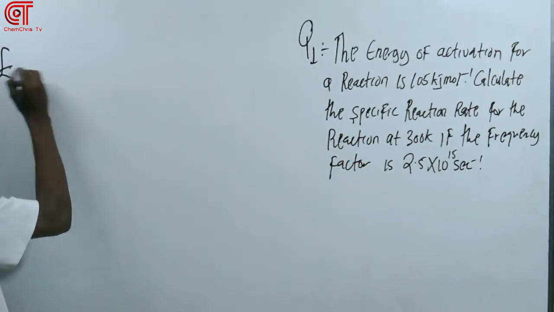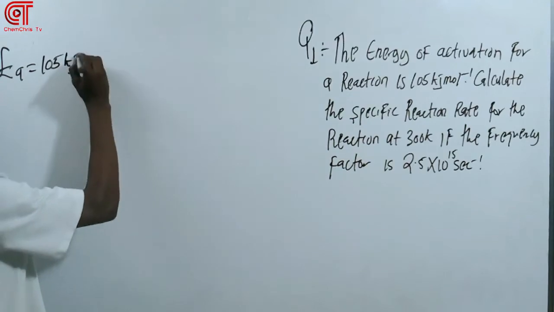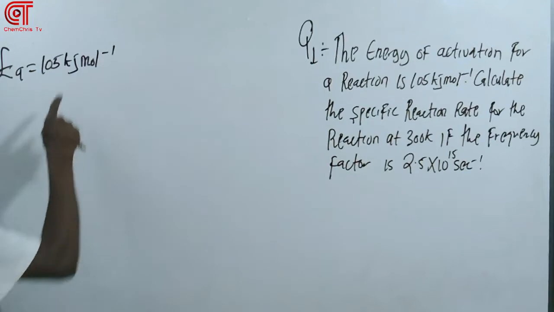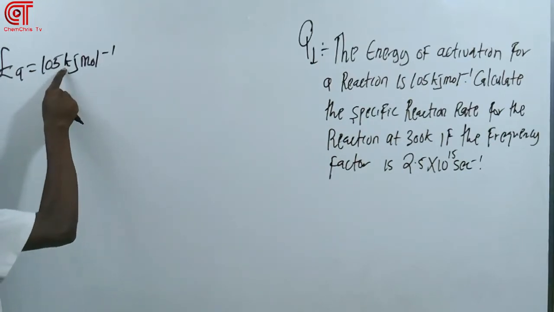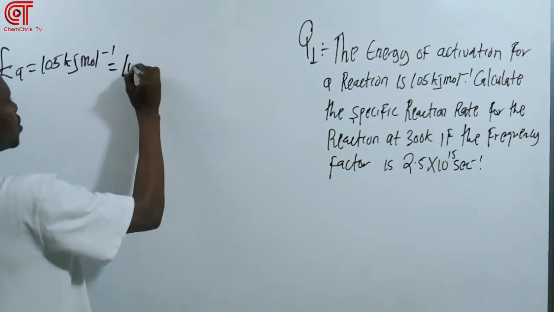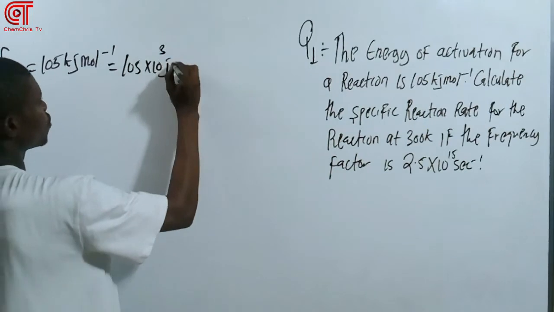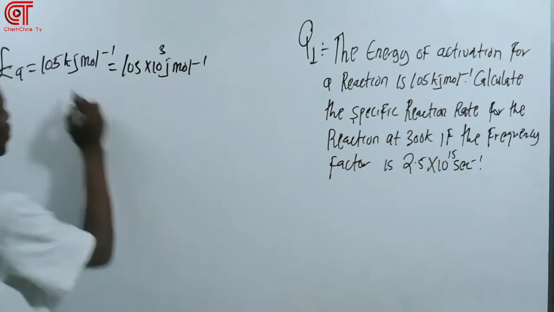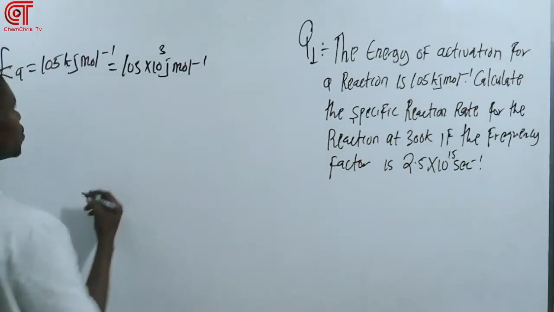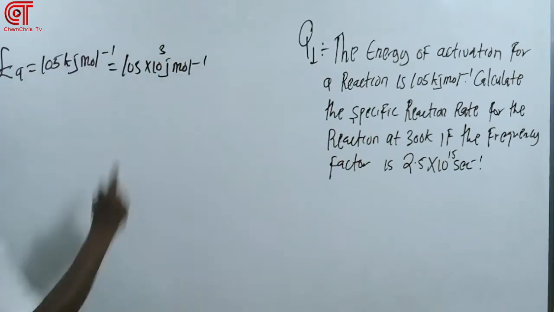So here we have E equals 105 kilojoules per mole, right? Remember, kilo is K, which is 10 raised to the power 3. So it's going to be 105 times 10 to the power 3 joules per mole. It's very important you convert this kilojoules to joules by multiplying by 1000. Do you get that? So there we have 105 exponential 3 joules per mole.